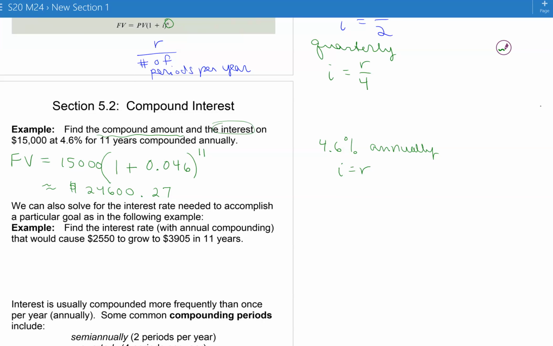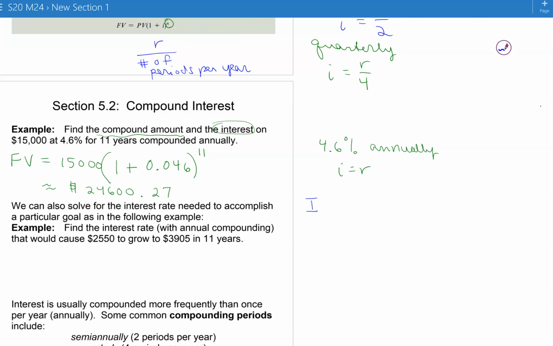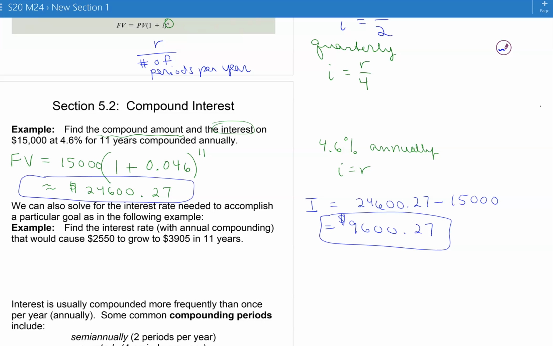And then if we want to know how much of that is interest, we would subtract off the present value that we started with and get $9,600.27. So 2 answers. Make sure you're watching for that.